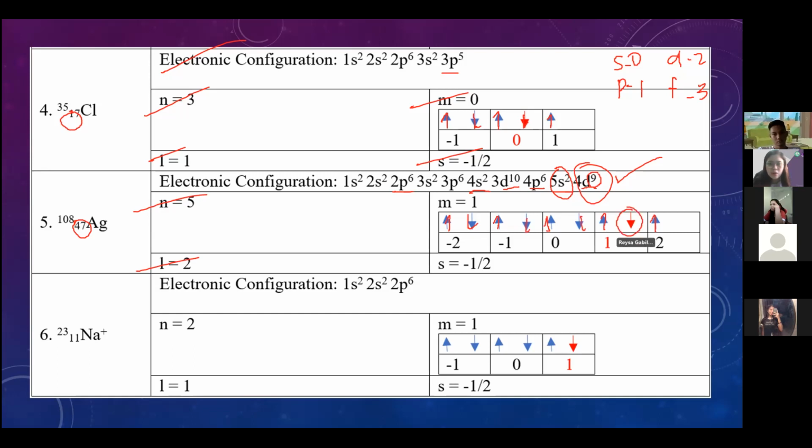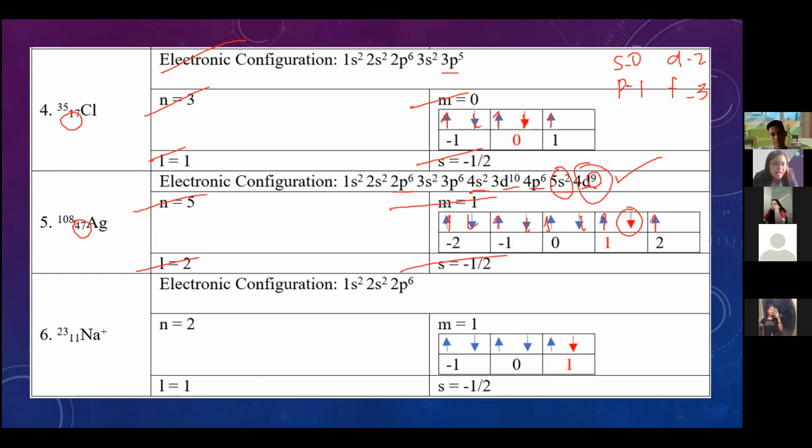So the last one is found sa orbital na +1. So this is correct. And it's going down. So the spin is -1/2. So do not forget to fill in the orbital singly first before ka mag-pair up. And the pairing is opposite yung spin.